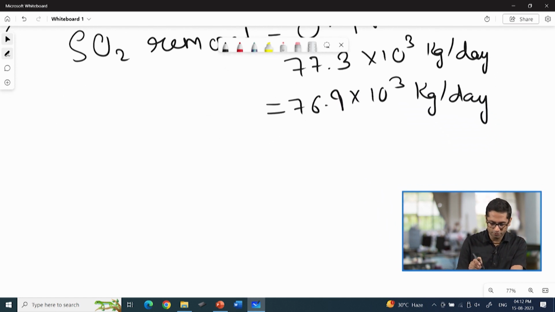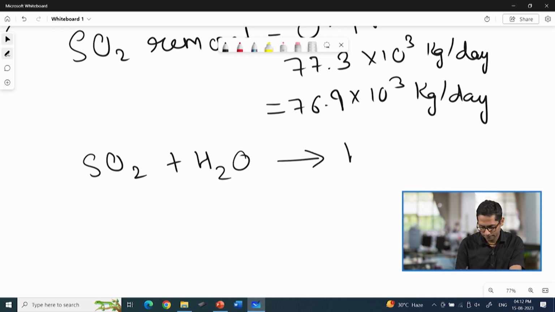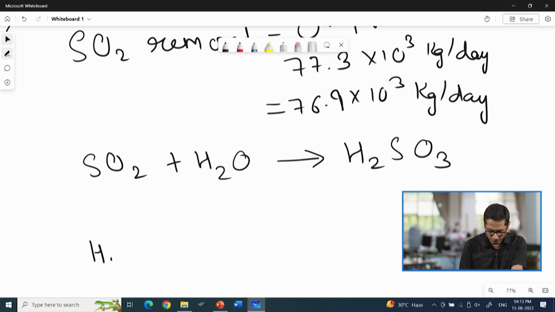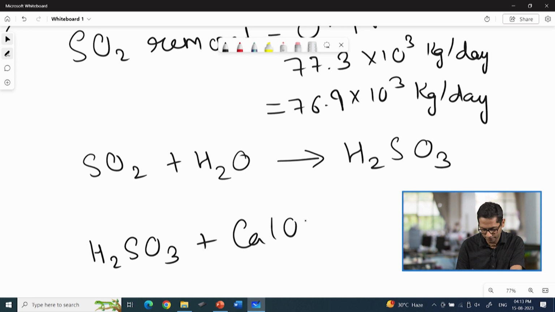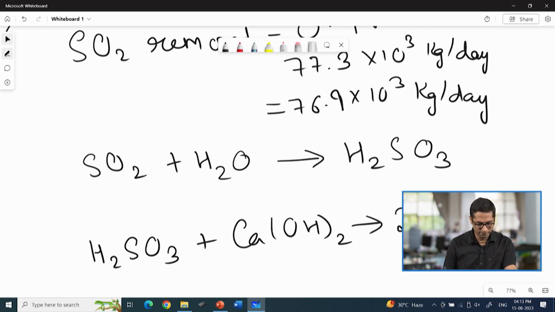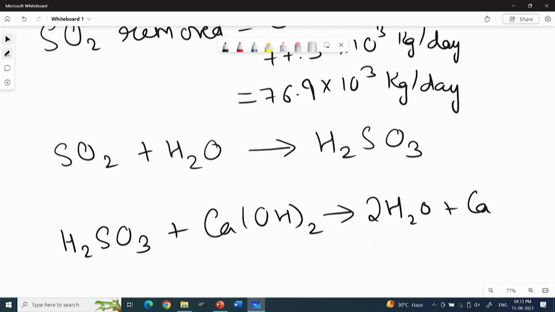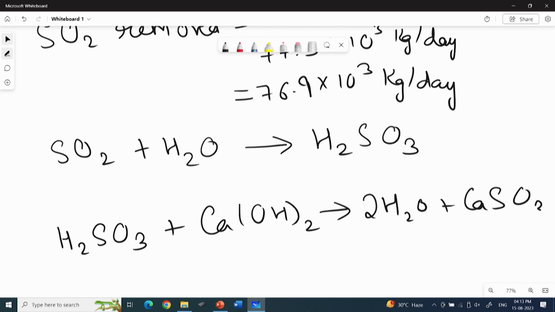The underlying equation would be sulfur dioxide reacting with water, which gives me H2SO3, and this H2SO3 then reacts with calcium hydroxide, Ca(OH)2, to give us 2 molecules of water plus 1 molecule of calcium sulfite, CaSO3. So, I would have almost 64 grams of SO2.